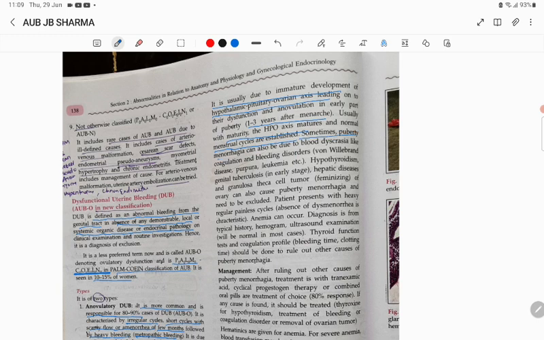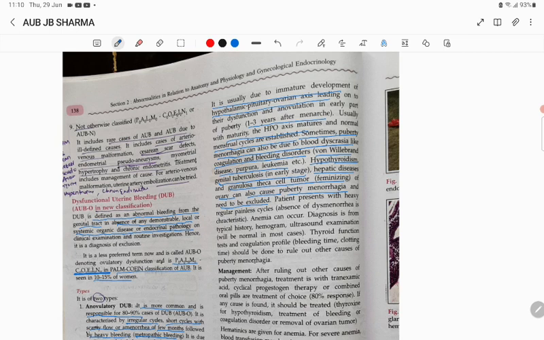Sometimes puberty menorrhagia can also be due to blood dyscrasias like coagulation and bleeding disorders such as von Willebrand disease and leukemia. It can be due to hypothyroidism, genital tuberculosis in the early stage, hepatic disease, granulosa cell tumor, and feminizing tumors of the ovary, which need to be excluded.